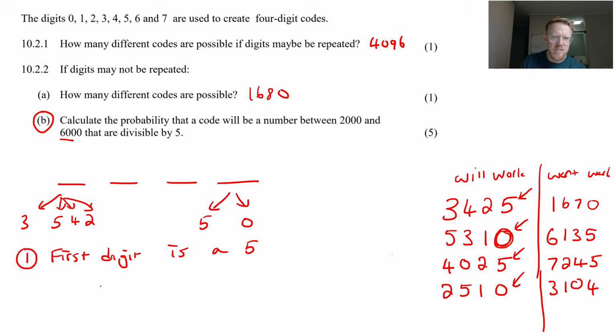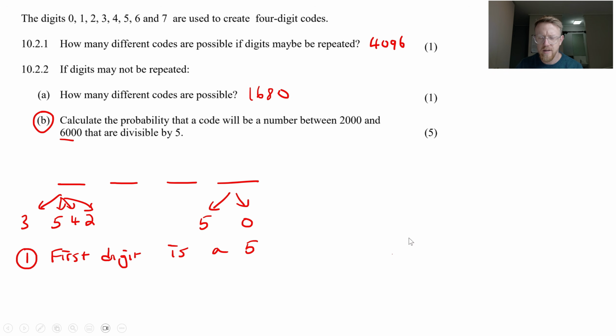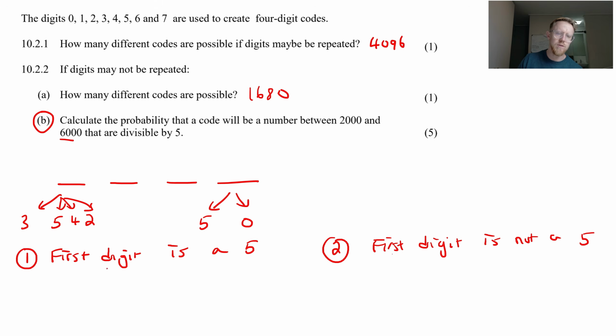And then the second scenario, or let's go do that one along. Well, let me just quickly write over here. The second scenario is that the first digit is not a 5. Okay, so for the first scenario, boom, boom, boom, boom. The first digit is a 5.